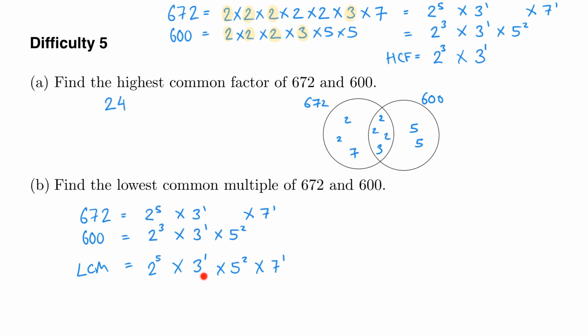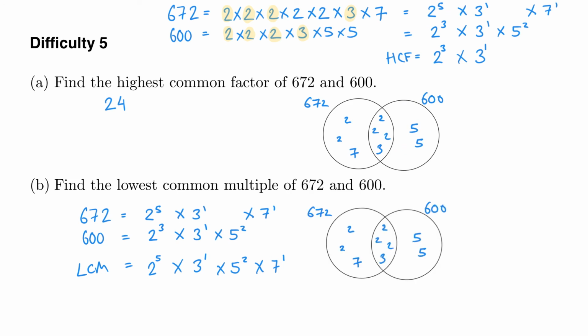Notice that what we've just written is actually the product of all of the numbers in this Venn diagram. 2 to the power of 5 is just 2 times 2 times 2 times 2 times 2. Multiplied by 3 to the power of 1, that's multiplied by this 3. Multiplying by 5 squared is multiplying by that 5 and that 5. Multiplying by 7 to the power of 1 is multiplying by that 7. So if you've drawn the Venn diagram, you can find the lowest common multiple by multiplying all of the prime factors that are inside it.